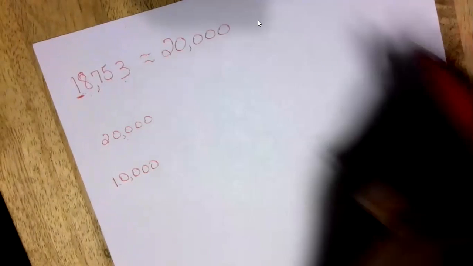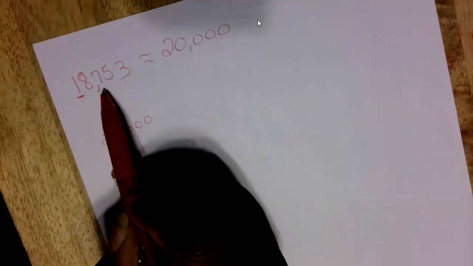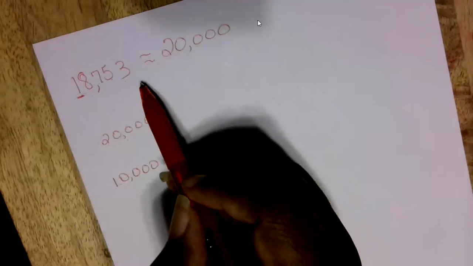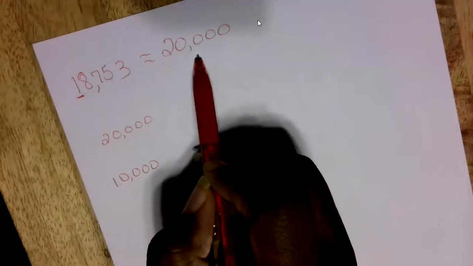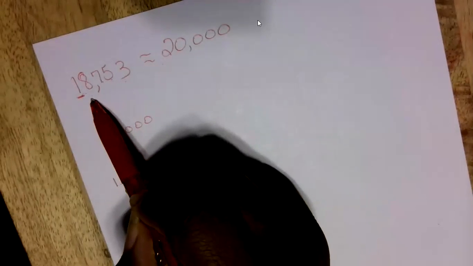Looking at our number, which is 18,753, 18 is closer to which number? It's closer to 20,000. So 18,753 is about 20,000 when we're rounding to the nearest 10,000.